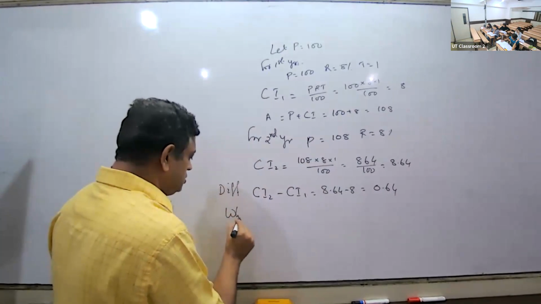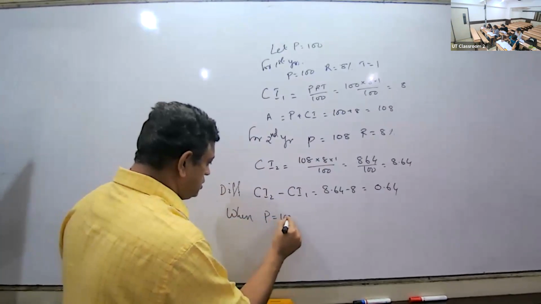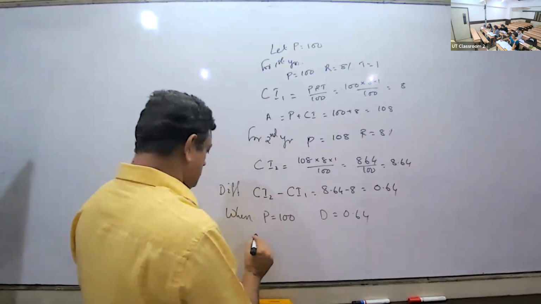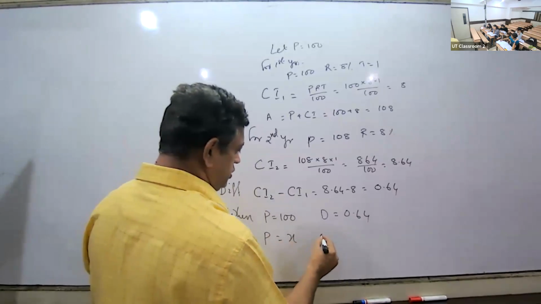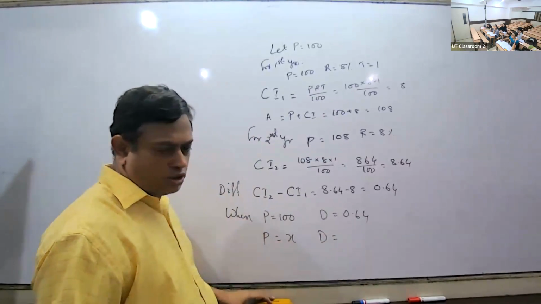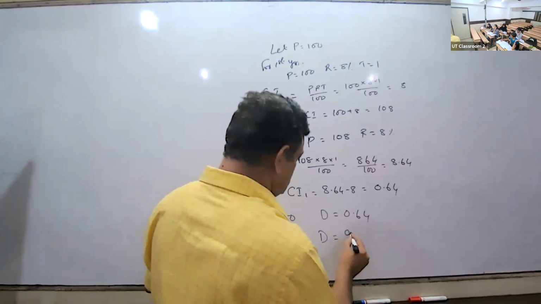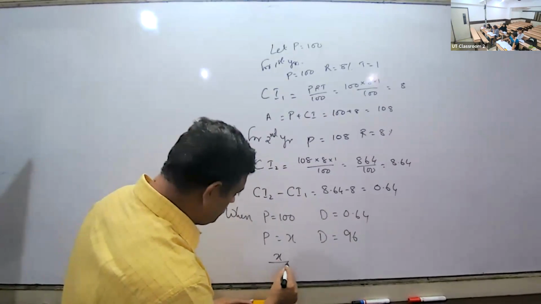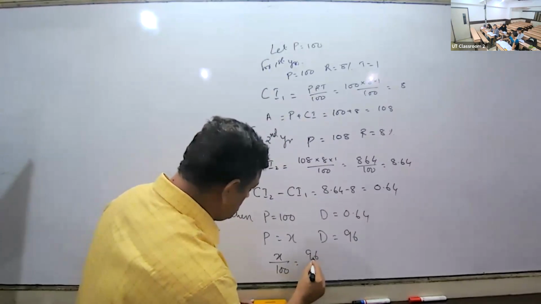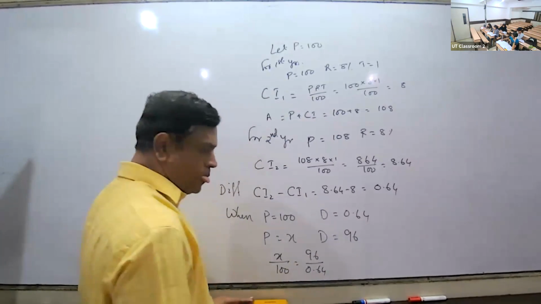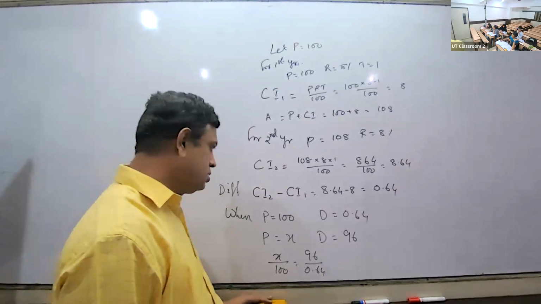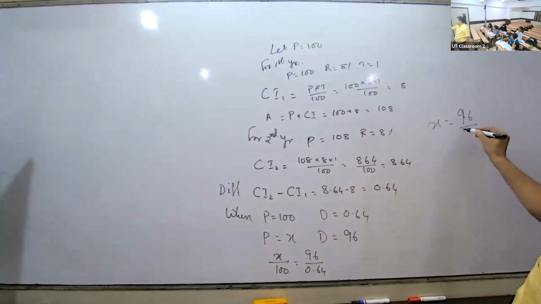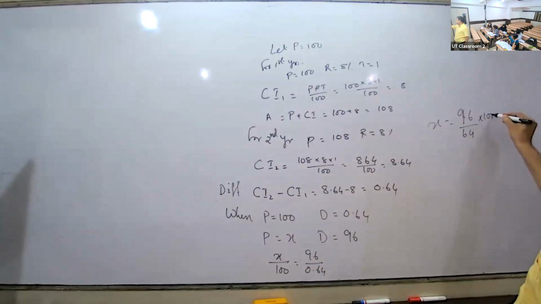When P is equal to 100, difference is equal to 0.64. When P is equal to X, that you have to find out. The difference given is 96. Cross multiply. You can do it in many ways, easier ways. X upon 100 is equal to 96 upon 0.64. Therefore, X is equal to 96 upon 64 into 100 into 100.